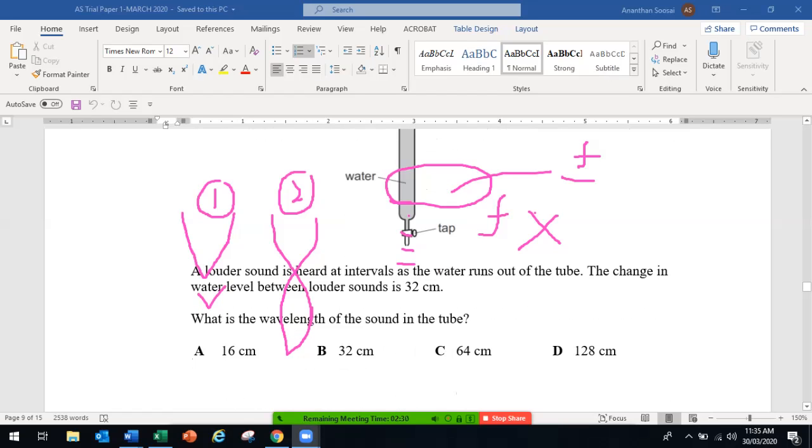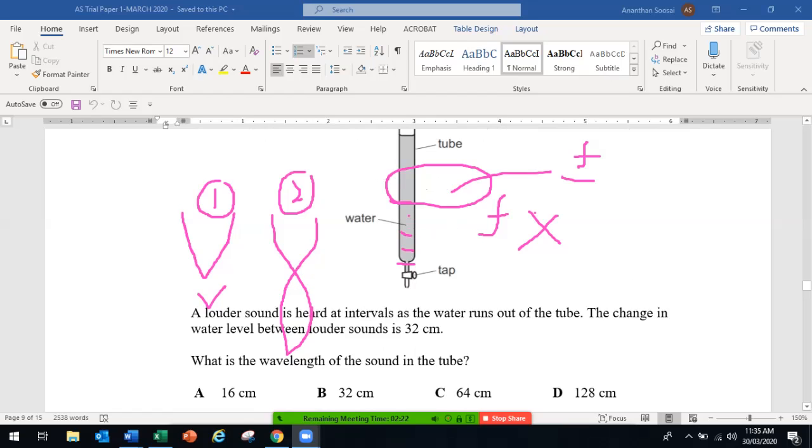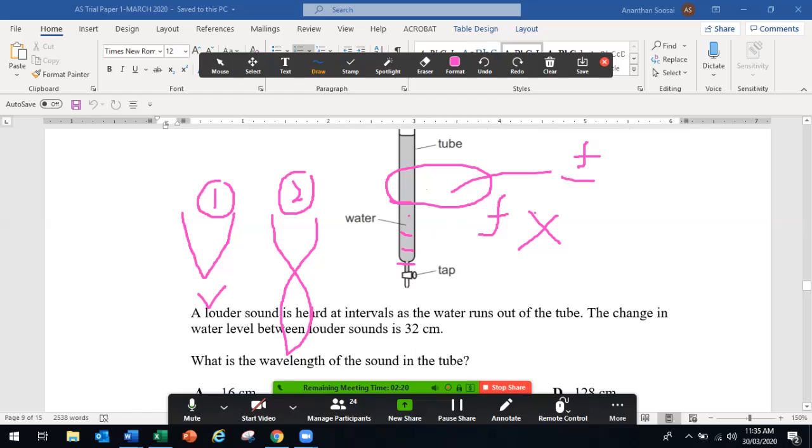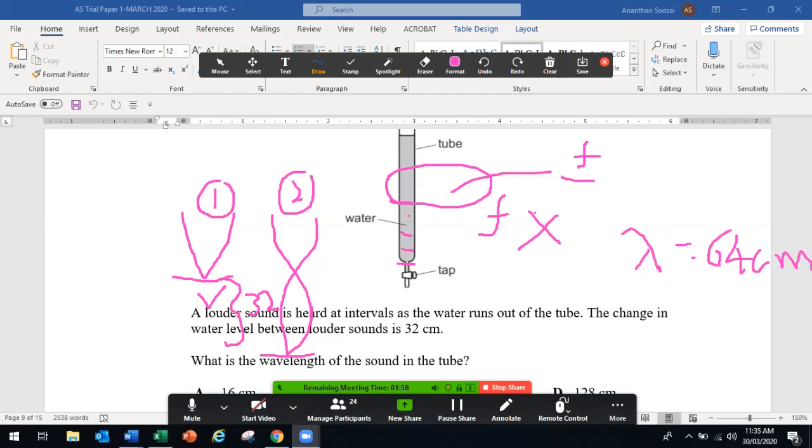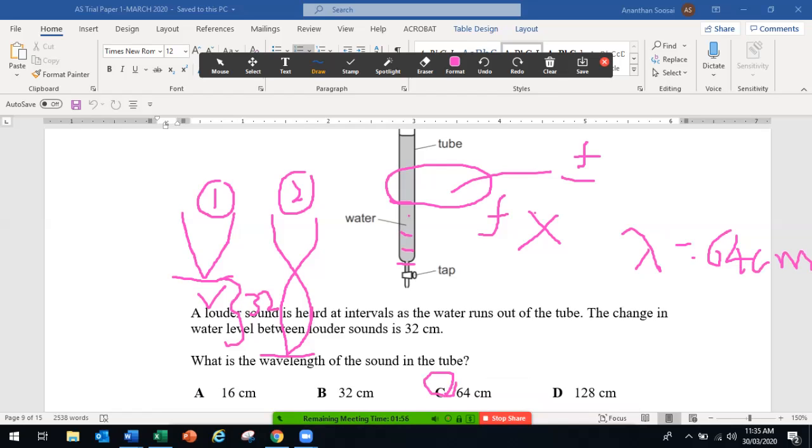So what do you want? A loud sound is heard at intervals as water runs out of the tube. The change in water level between louder sounds is 32 centimeter. This is the keyword. 32 centimeter equals how many wavelengths? Half a wavelength. Correct. So half of the wavelength gives you a loud sound. So times 2, the wavelength is 64 cm. So the answer is C. Frequency does not change when the water level gets lower.